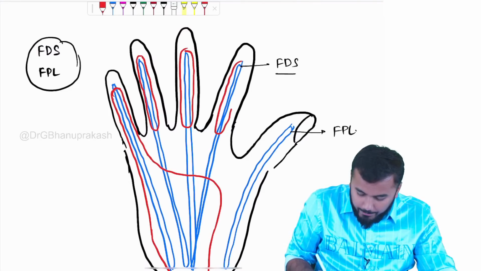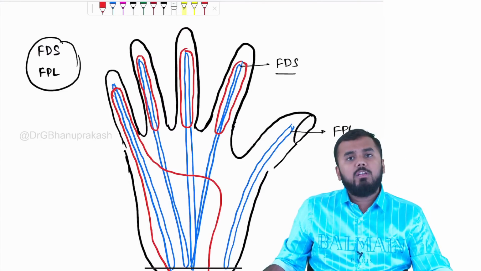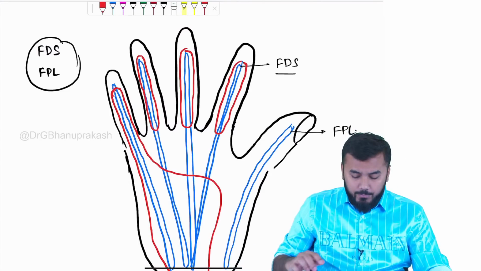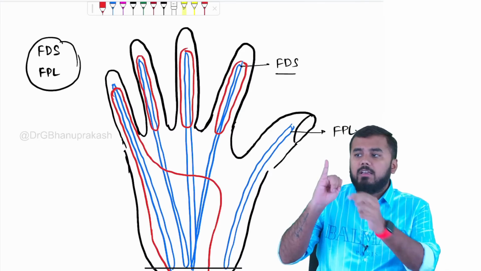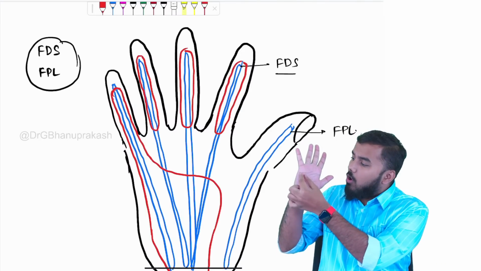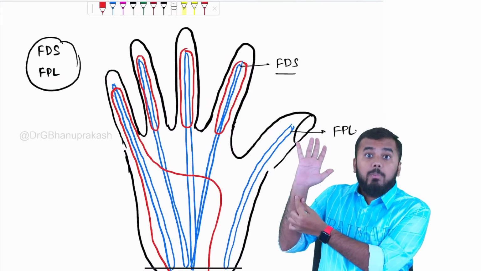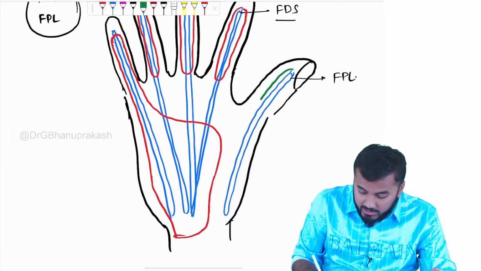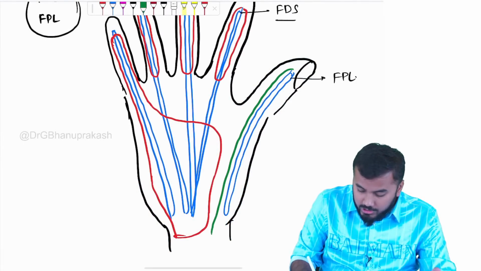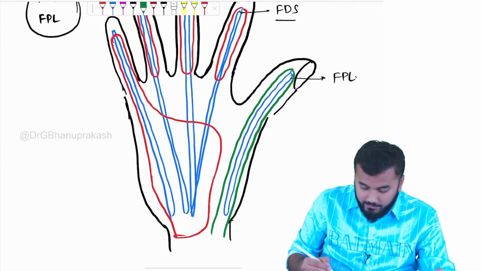Now, what comment can you give about these synovial sheaths, guys? The synovial sheath of the little finger is continuous all the way down till here. But the synovial sheath of the middle finger, the index finger, the ring finger is only limited till this part, isn't it? It is discontinuous. But when you look at flexor pollicis longus, the synovial sheath of flexor pollicis longus is also large. It is continuous all the way down.